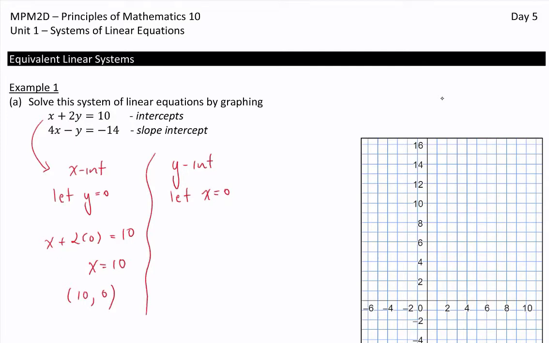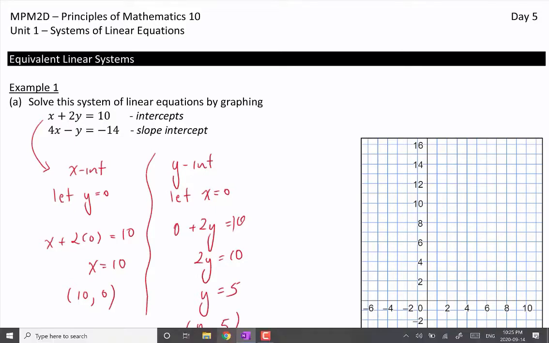Next is the y-intercept. We let x equal 0, so we get 0 plus 2y equals 10, which means that 2y equals 10. Dividing both sides by 2, we get y equals 5, which tells us we have a y-intercept of (0, 5).